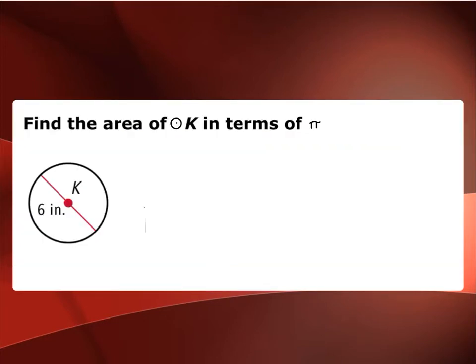So let's do an example. Find the area of circle K in terms of pi. We're finding the area, which we know our formula is going to be pi r squared. Here we need to find our radius. It gives us the diameter, which is the line that goes through the whole circle, but we need to find the radius, which is just half of this. So we just divide 6 by 2, so r is equal to 3. So our area is equal to pi times r squared, so 3 squared. 3 squared is 9, so our area is 9 pi.